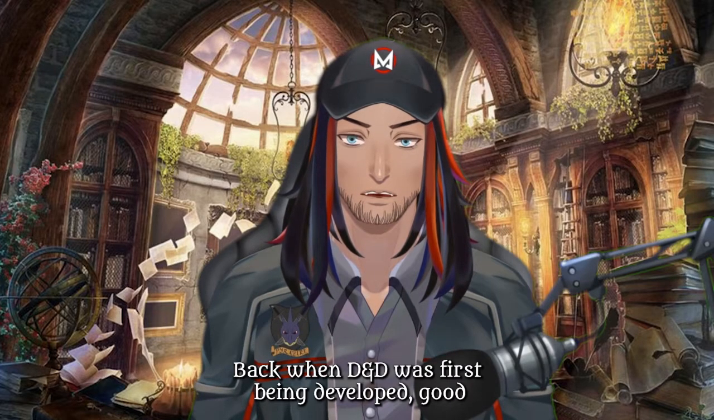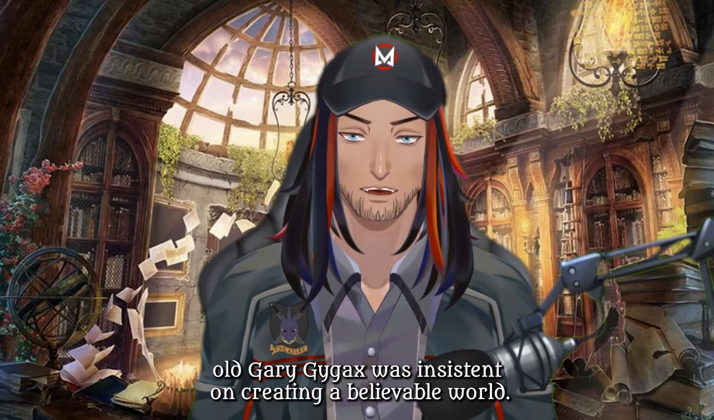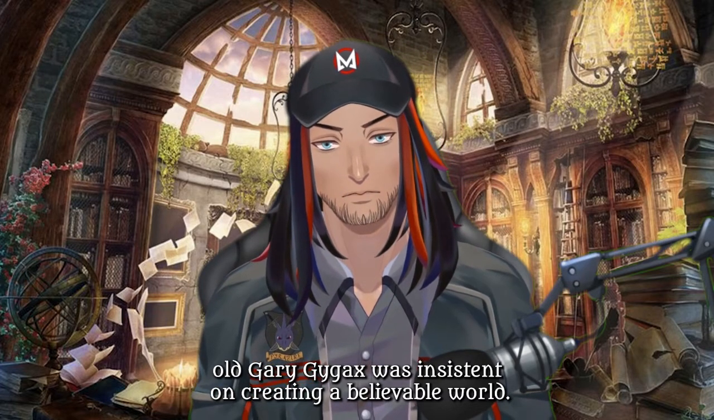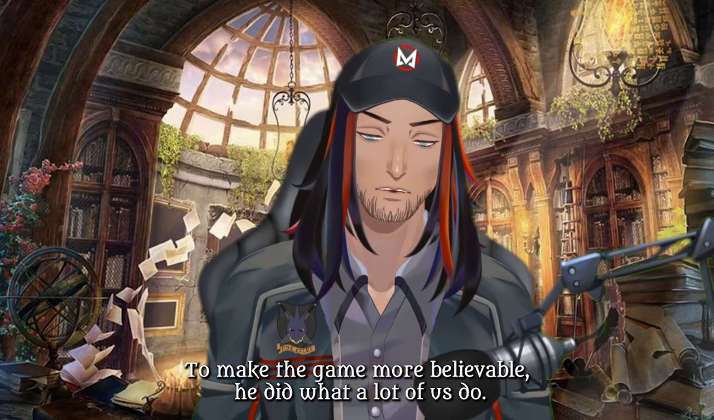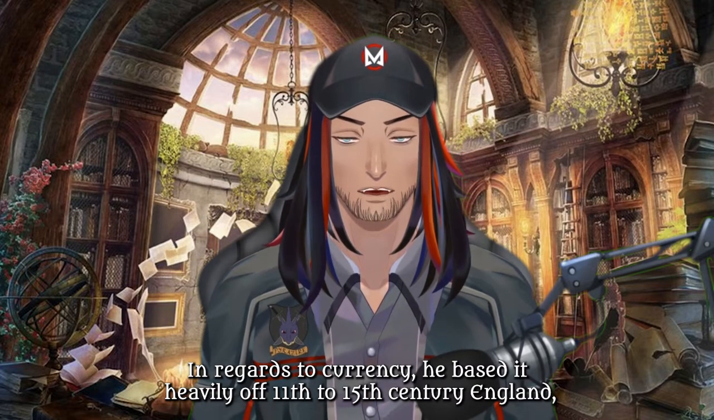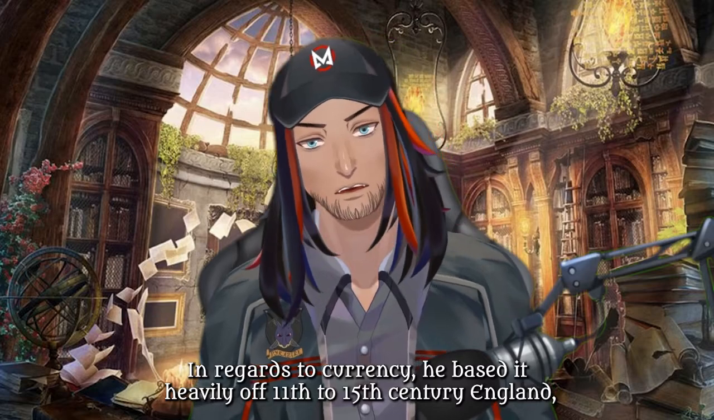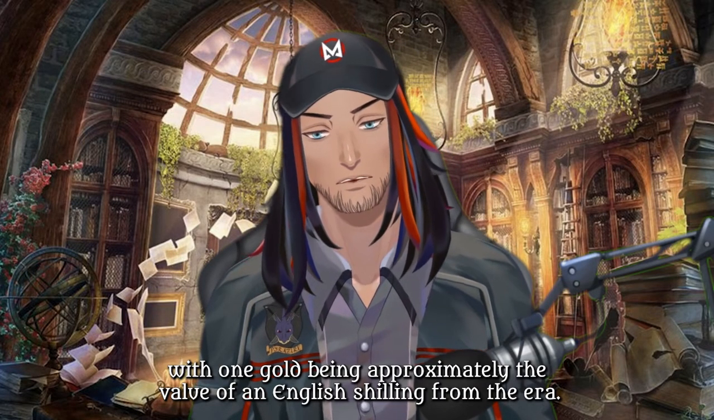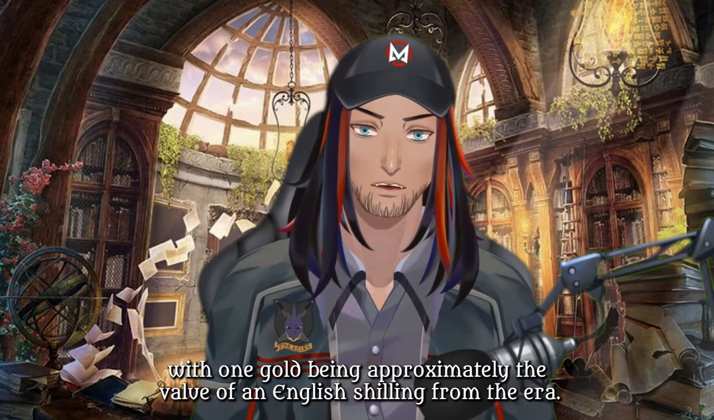Back when D&D was first being developed, good old Gary Gygax was insistent on creating a believable world. To make the game more believable, he did what a lot of us do. He based it off of real life. In regards to currency, he based it heavily off 11th to 15th century England, with 1 gold being approximately the value of an English shilling from the era.